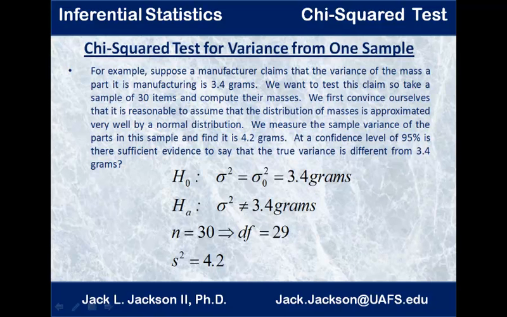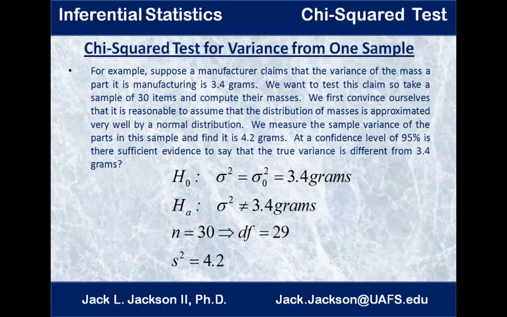So our null hypothesis is that the true sigma squared is our sigma squared naught, our hypothesized value of 3.4 grams, what they claim it is. So, they said it's that. We're going to assume that they're not lying to us unless we have enough evidence to show otherwise. So that's the status quo. The last sentence tells us left-tailed, right-tailed, or two-tailed.